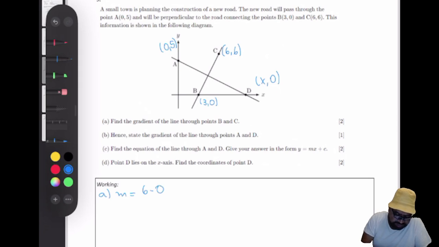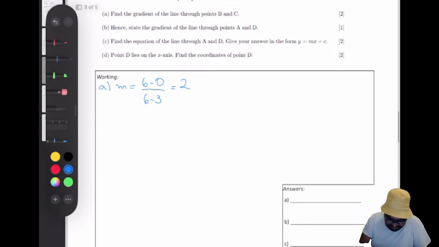Great. Between the 6 minus 0, divided by the difference between the x, which is 6 minus 3. 6 minus 3 is 3. 6 divided by 3 equals 2. Then the first question here, the slope is 2.